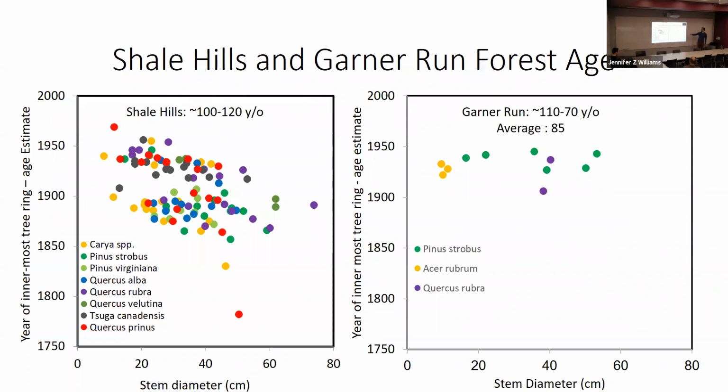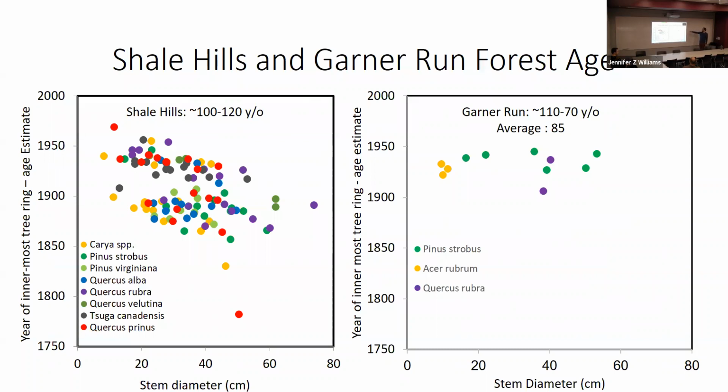One of the first things you'll notice maybe is that there's a lot more data from Shale Hills compared to Garner Run at this point. Second, if we look at the forest age, we have a cohort of trees that are established in the late 1800s in Shale Hills, and then we have this second pulse of tree establishment that happened between the early 1900s and 1950s. And we estimate the forest at Shale Hills to be about 100 to 120 years old.